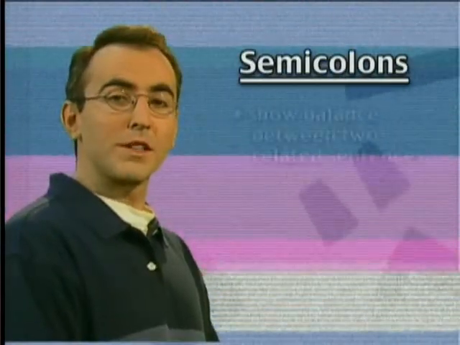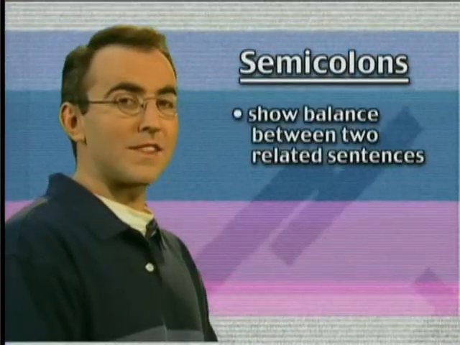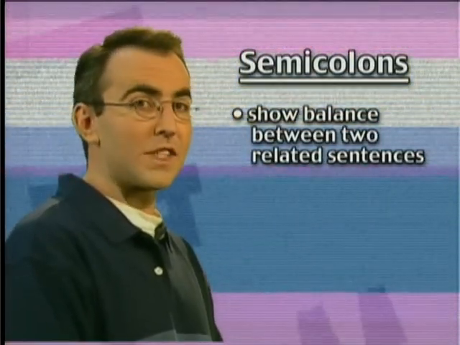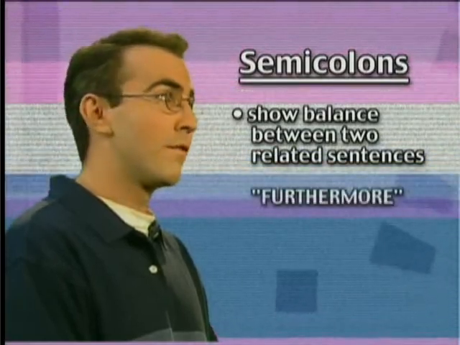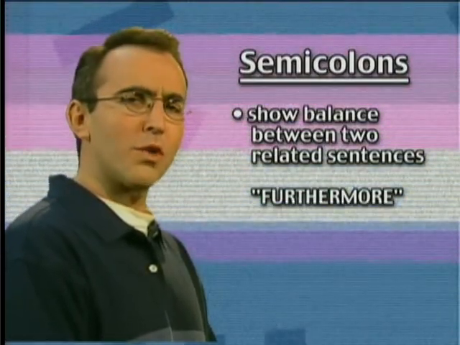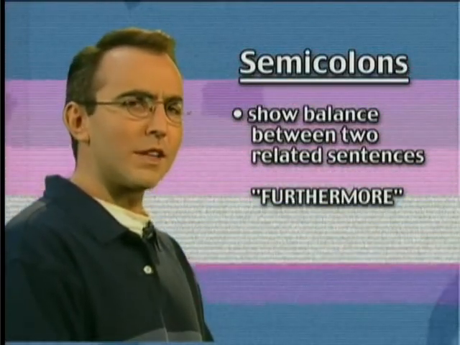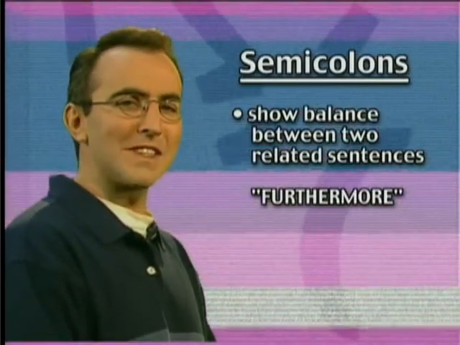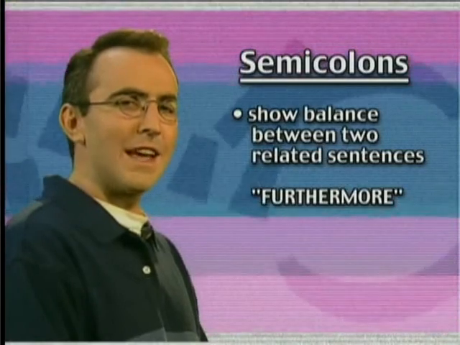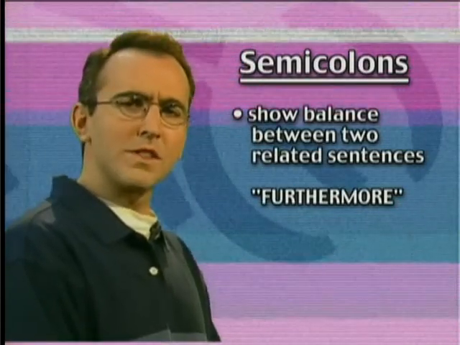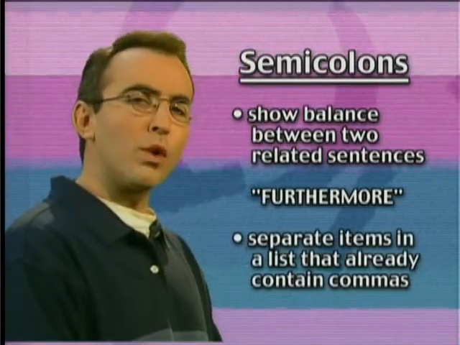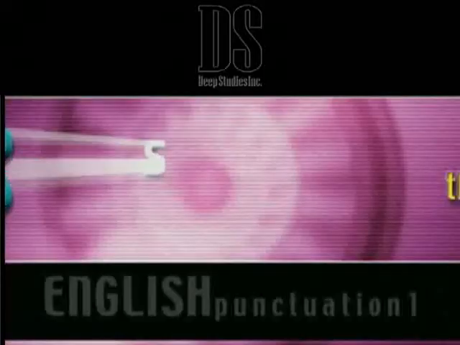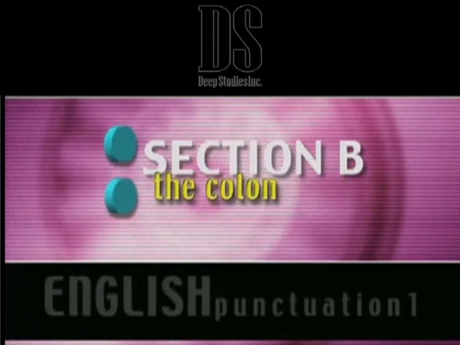Semicolons are punctuation marks that show balance between two related sentences. They can only be used to link two independent clauses into one big compound sentence. According to the furthermore test, when we're unsure as to whether or not it's okay to use a semicolon, we can substitute the word "furthermore" for the semicolon to see if the sentences still make sense. Another important use of semicolons is to separate items in a list, but only when one or more of the items already contain commas.